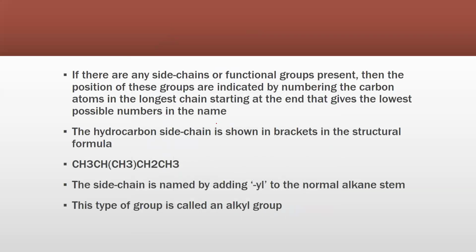And if there are any side chains or functional groups present, then the positions of these groups are indicated by numbering the carbon atoms in the longest chain, starting at the end that gives the lowest possible numbers in the name. तो हम जो side chains होती हैं, जो branches होती हैं, we always show them in the bracket. For example, if I have a molecule CH3, CH, (CH3), CH3.